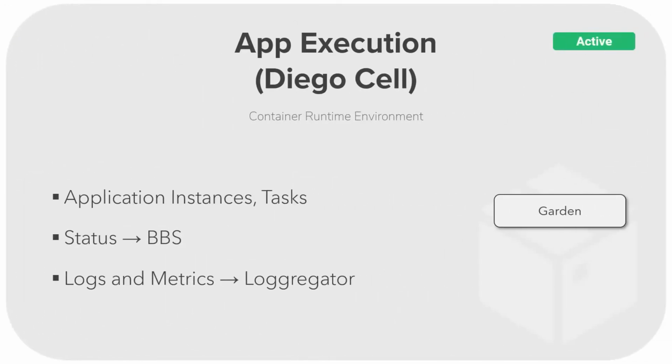Then we come to one of the core pieces of Cloud Foundry, the app execution or the Diego cells. Diego cells are virtual machines that virtualize the runtime environment for Garden containers. This is where applications and tasks run. Additionally, the Diego cells report their current status to the BBS component and their logs and metrics to the log aggregator or the metrics collector.